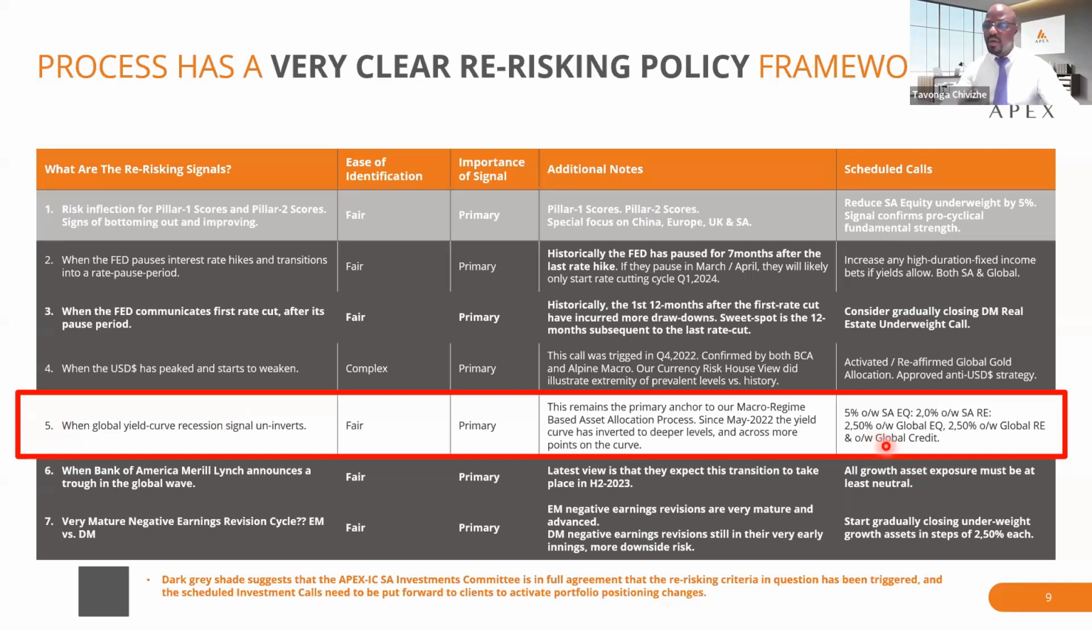So for example, we would hope to be 5% overweight South African equities, 2% overweight South African property, 2% overweight global equity, 2.5 overweight global property, overweight global credit. Really just saying that when we don't see recession risk, we go all in. But obviously, this is going to be subject to valuations, and you do know we look at that.